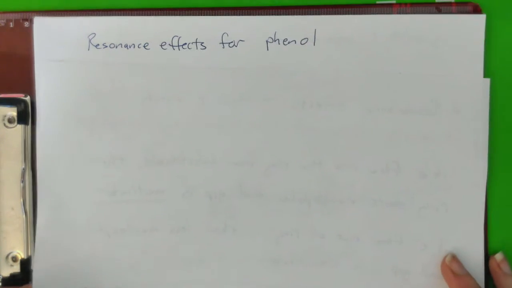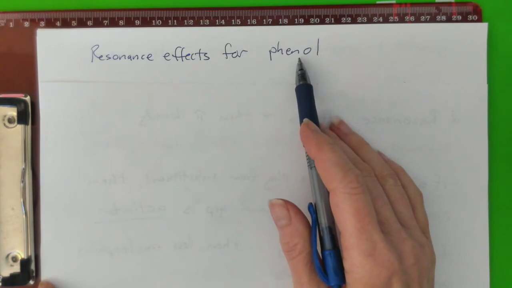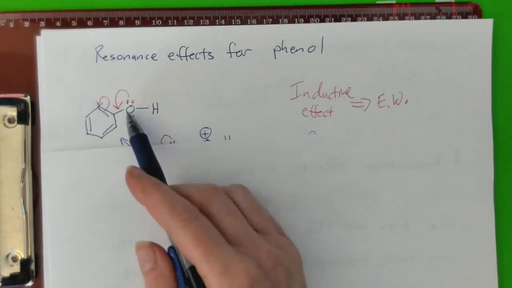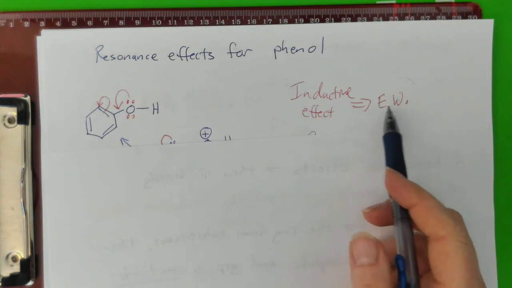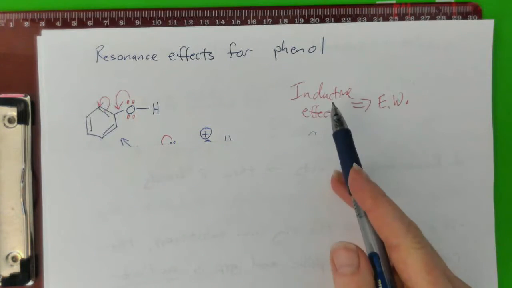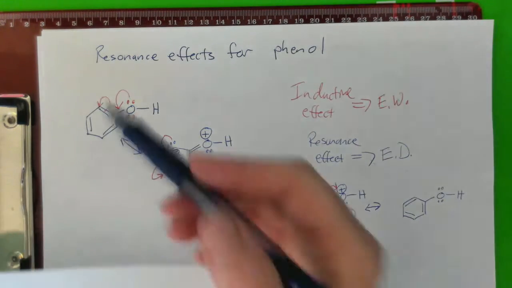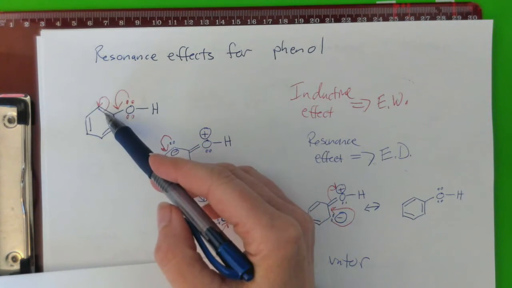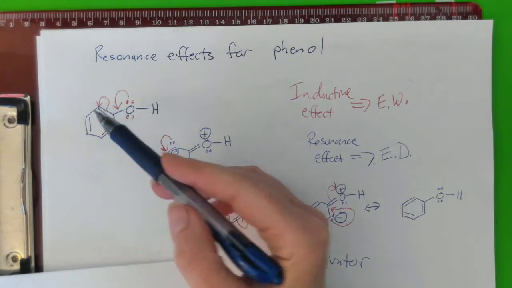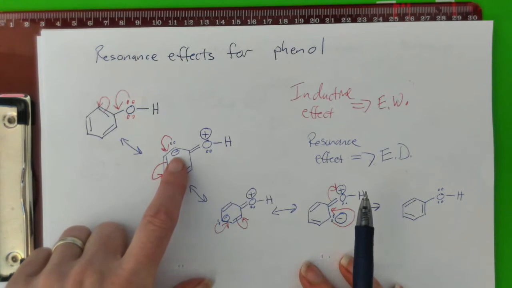So let's take a look at how to assess resonance effects. Let's take phenol. We said from an inductive standpoint, it was electron withdrawing, so we think of it as deactivating, but from a resonance standpoint, it's not. I can take the lone pair from the oxygen, push it down here, and take this pi bond and make it into a lone pair. As soon as I draw this resonance hybrid, I see a formal negative charge in the ring.